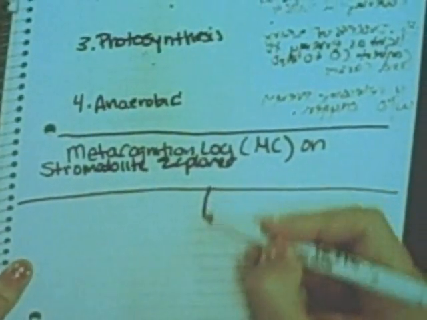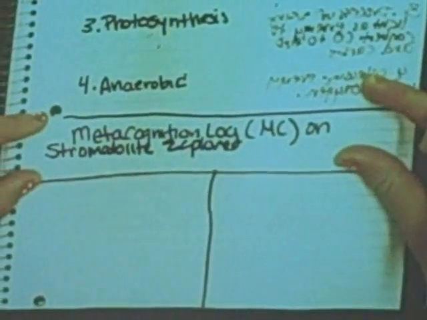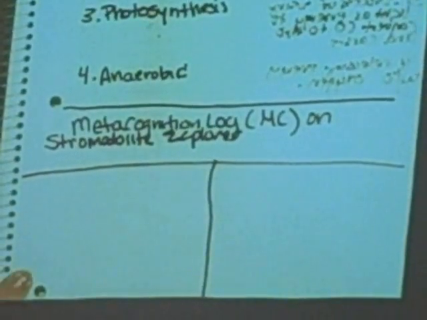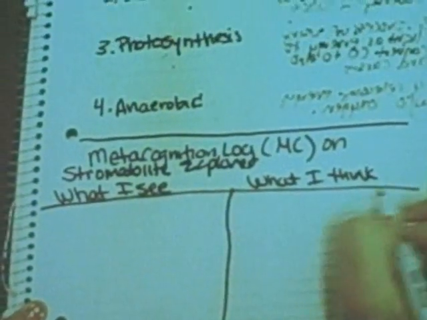Divide your paper into two columns, right? We call this a T-chart. So go ahead and show that on your paper. We have our title, Metacognition Log on Stromatolite Explorer. There are two parts. On the left-hand side, write what I see. And on the other side, write what I think, or thoughts.